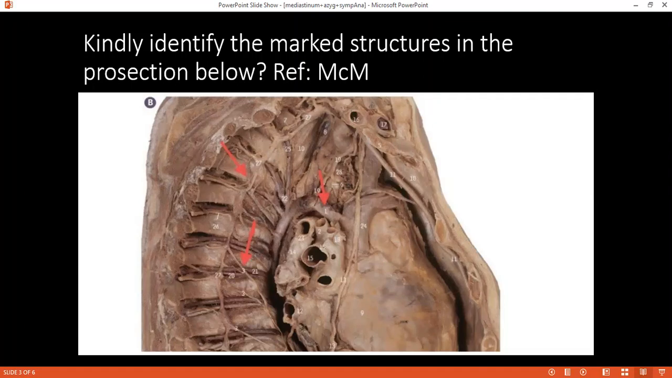Okay. Can you please tell me, if you are looking at this, my arrow, all this, what is this part called of the thorax as a whole? It's the thoracic cavity. Thoracic cavity, but it's called the mediastinum. How would you divide the mediastinum? We can divide it into three parts: anterior, middle, and posterior mediastinum. Can you please tell me the boundary of the posterior mediastinum?